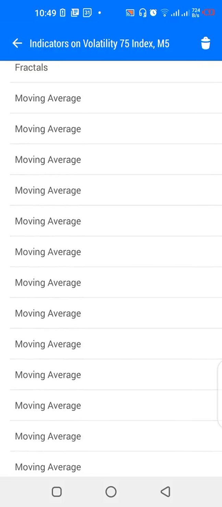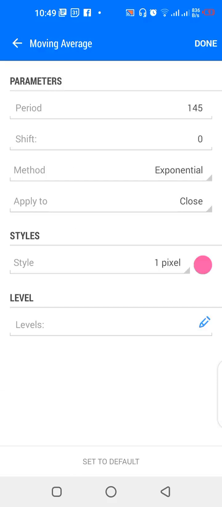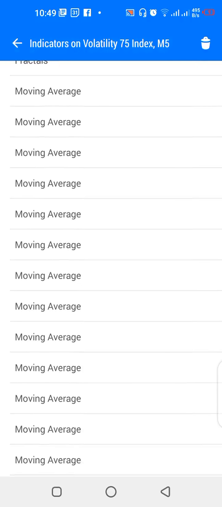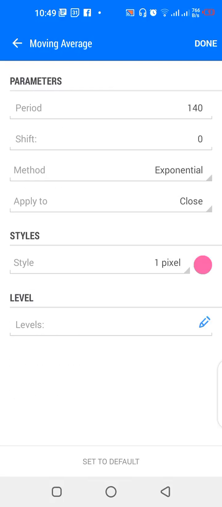Now the 11th one will take me to another color. The 11th is 145 EMA, and the color is also pink. The 12th one is 140. So the 11th one is 145 EMA, which is pink. Then we have 140 pink, then 135, 130, then 125.